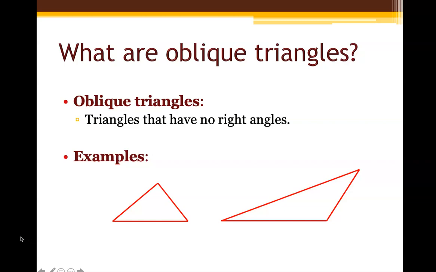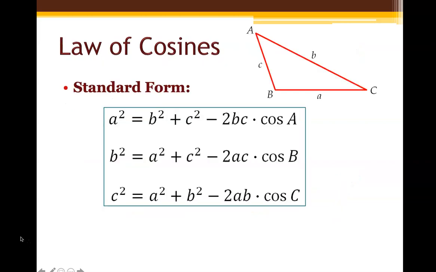So it's kind of like the law of sines in that respect, in that if you have a right angle, you can use SOHCAHTOA, you can use Pythagorean theorem, you can sometimes use special right triangles, but if you don't have right triangles, that's where law of sines and then today the law of cosines are going to come into play. So law of cosines comes in two different forms.